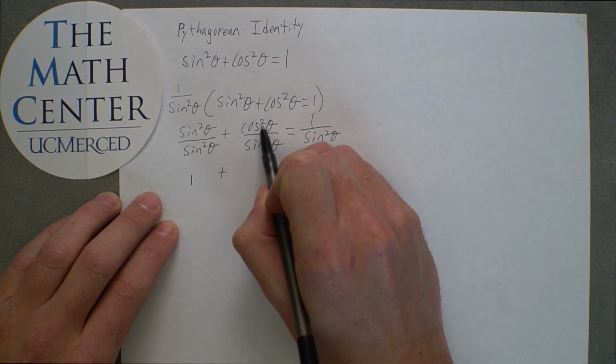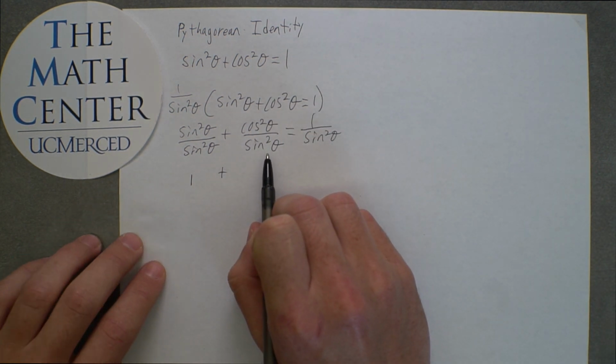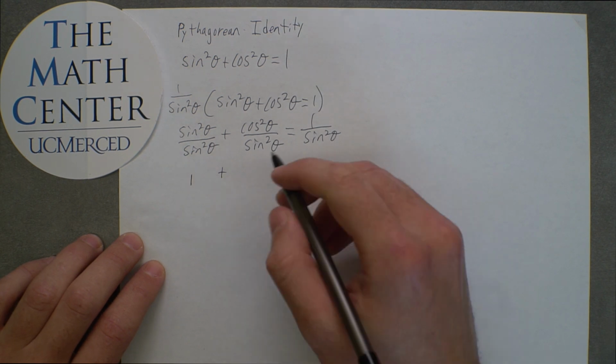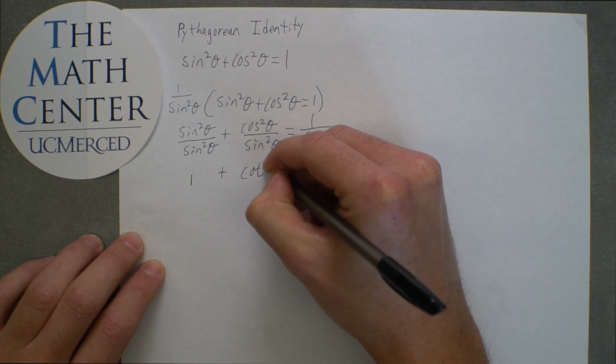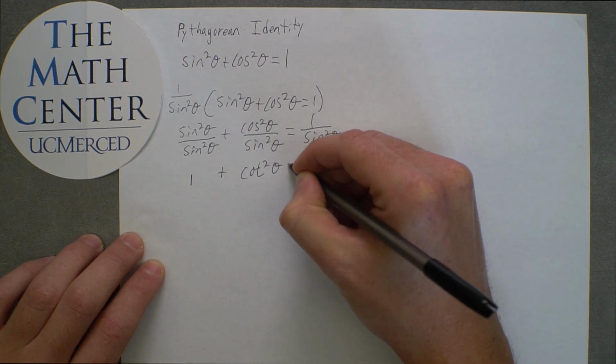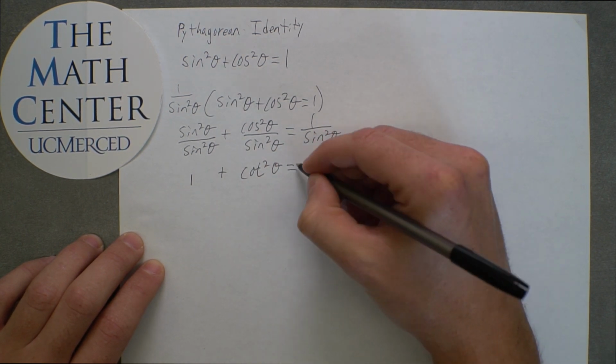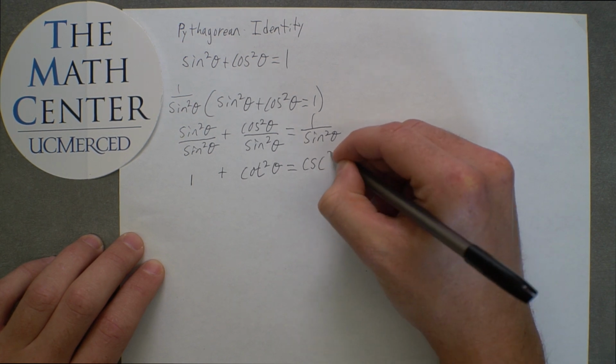Plus cosine squared theta over sine squared theta is equal to cotangent squared theta. So we have cotangent squared theta. And 1 over sine squared theta is cosecant squared theta.